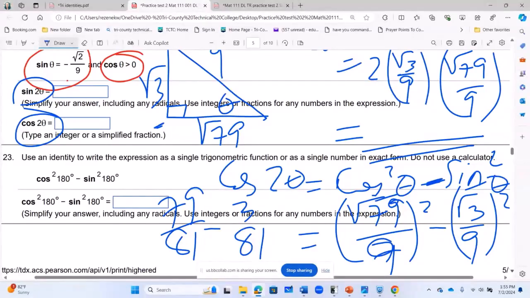76/81 approximately will be my answer for cosine 2 theta. I was told to type an integer or simplify a fraction, so simplify this fraction and put it there, because the question is not asking for anything other than sine 2 theta or cos 2 theta.